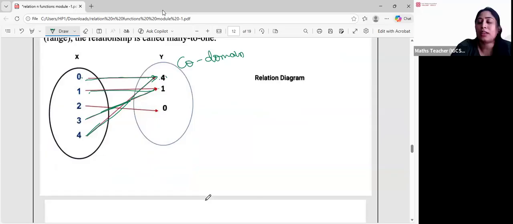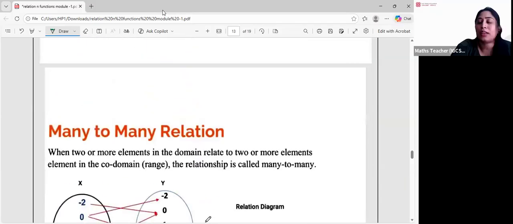We call them many to one. And next, many to many. As the name itself says, two or more elements in the domain relate to two or more elements. See, many to one: two or more elements from the domain relate to only one element in the codomain. Many to many means two or more elements relate to two or more elements in the codomain. So we call them many to many relations.